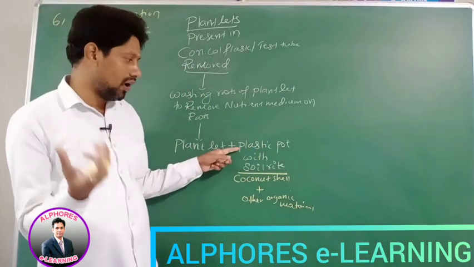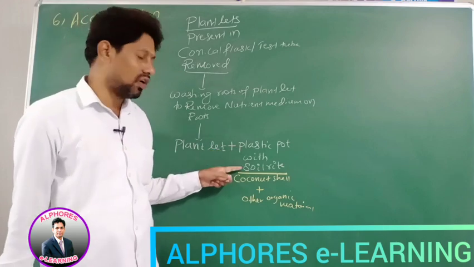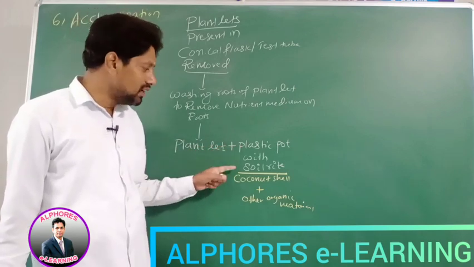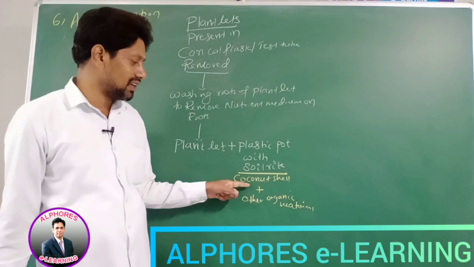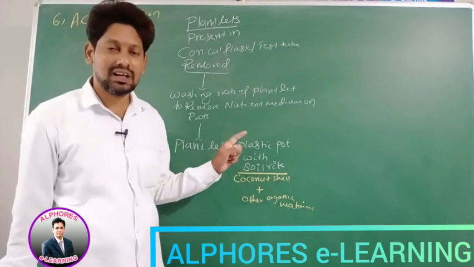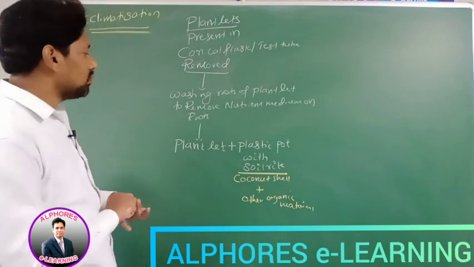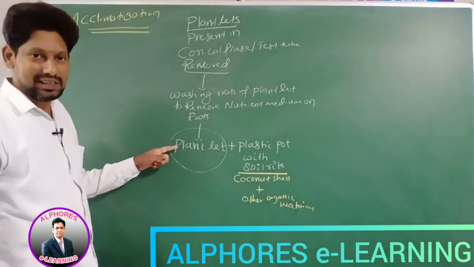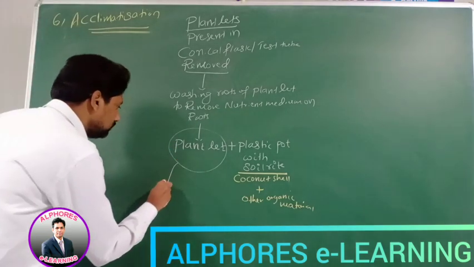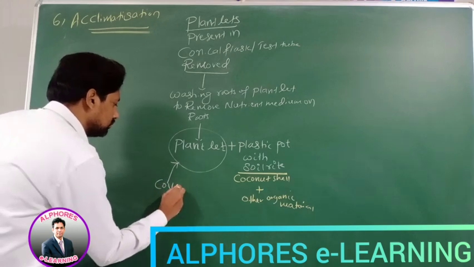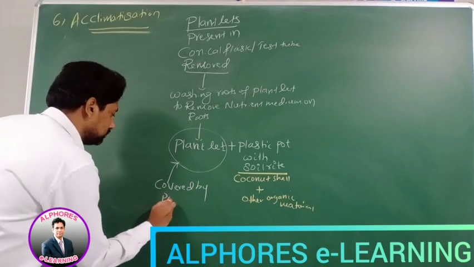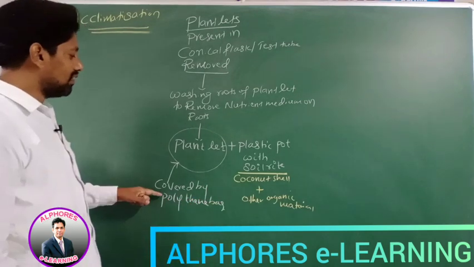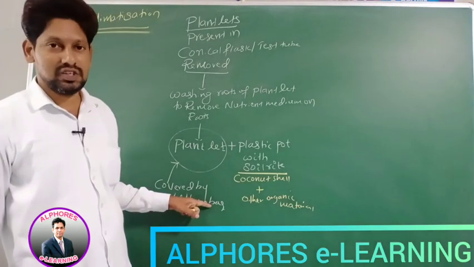Therefore, we are taking a plastic pot. In that plastic pot, we are taking soil rite, and we are placing the plantlet in that plastic pot. What is the meaning of soil rite? Coconut shell plus other organic material. Then we are covering the plantlet with a polythene bag. Plantlet covered by what? Polythene bag. Is this statement okay?